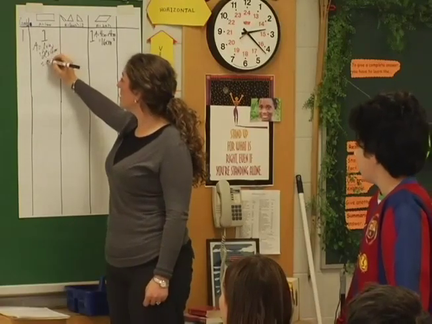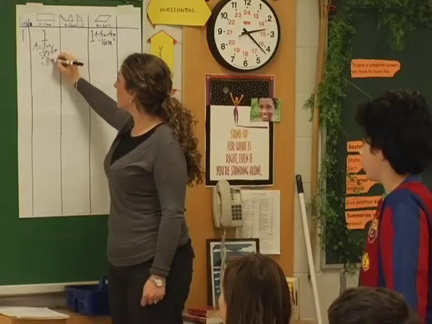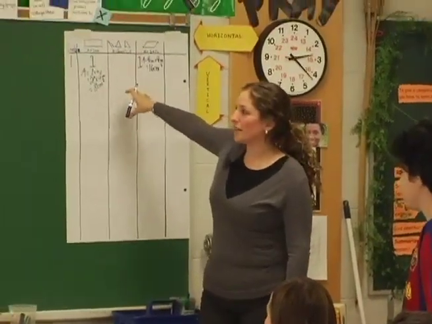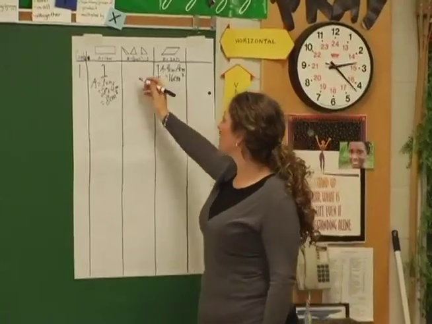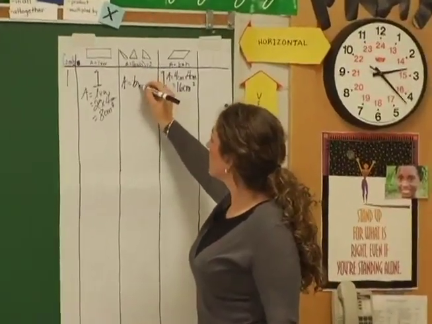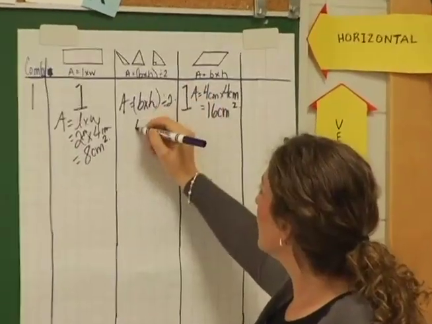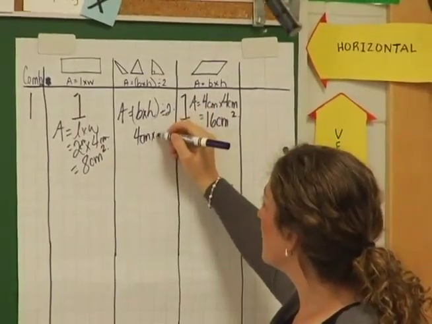And your total area was? 8 centimeters squared. Okay. And let's finish off with your triangles. And what were your dimensions for your triangles? 4 centimeters. You have 4 centimeters by 4 centimeters.